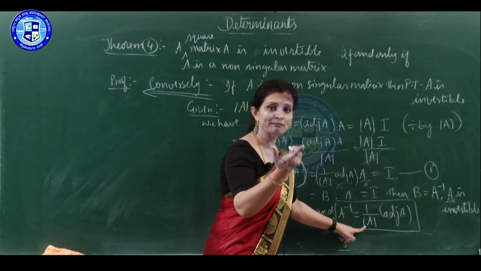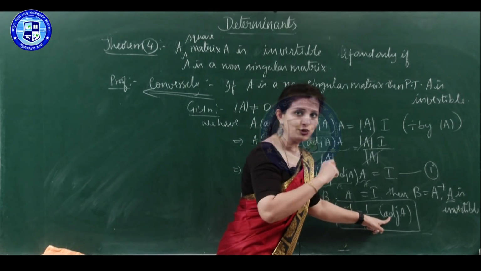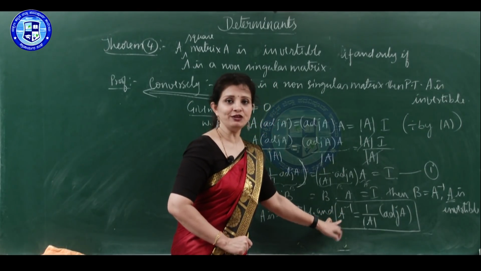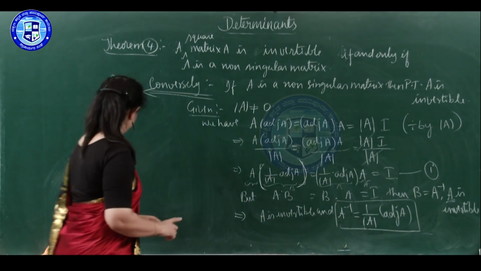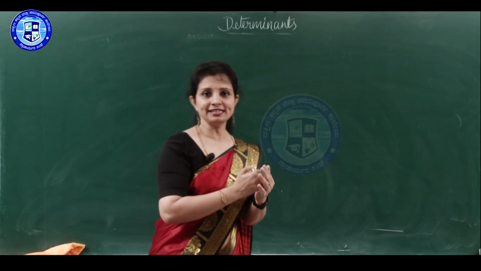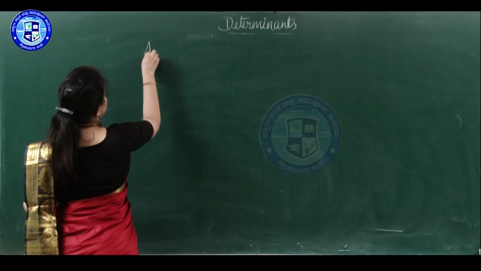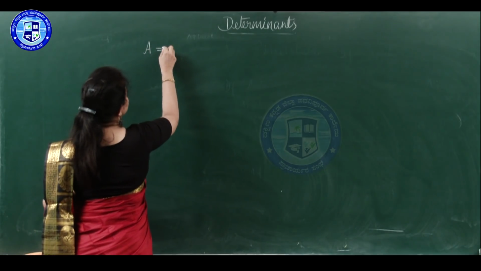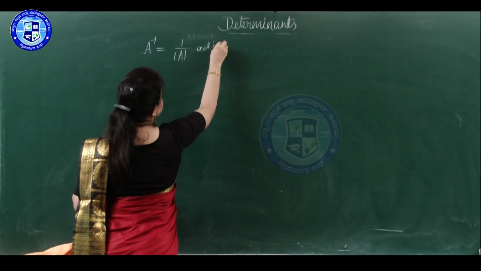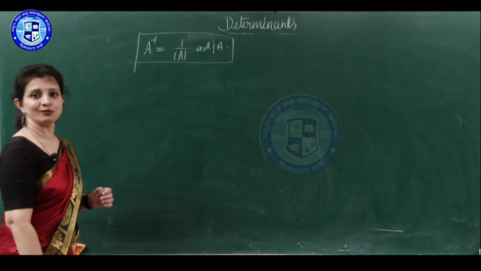If matrix A is given, you know how to find the determinant A, and adjoint A is the transpose of the cofactor matrix. This also we know how to find. So, that is how we can find the inverse of A. Please make a note of this. Next we will see an example problem. A inverse can be written as 1 by determinant A into adjoint A. This is the formula which is used to find the inverse of a square matrix.